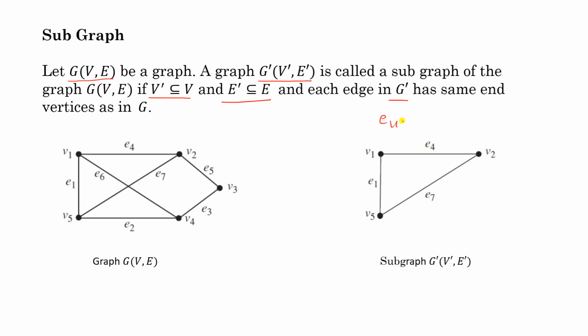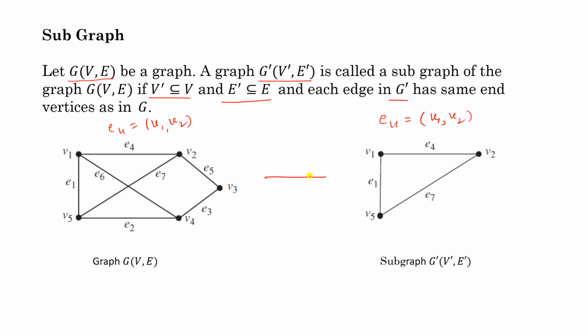E4, you can write E4 as (V1, V2). So end vertices are V1, V2. So here also you can write E4 as (V1, V2). So end vertices are V1 and V2. So similarly you can check the other edges: the end vertices are V1, V5 here for E7, and V2, V5 for E5. So end vertices of all these edges are the same in two graphs. Therefore this G' is a subgraph of G(V, E).